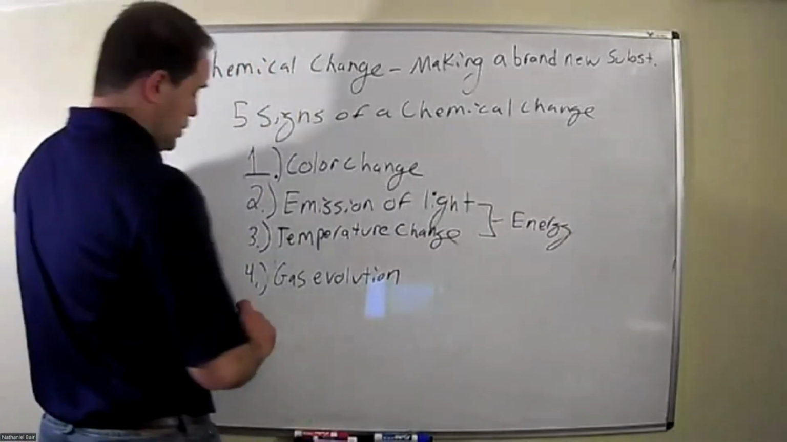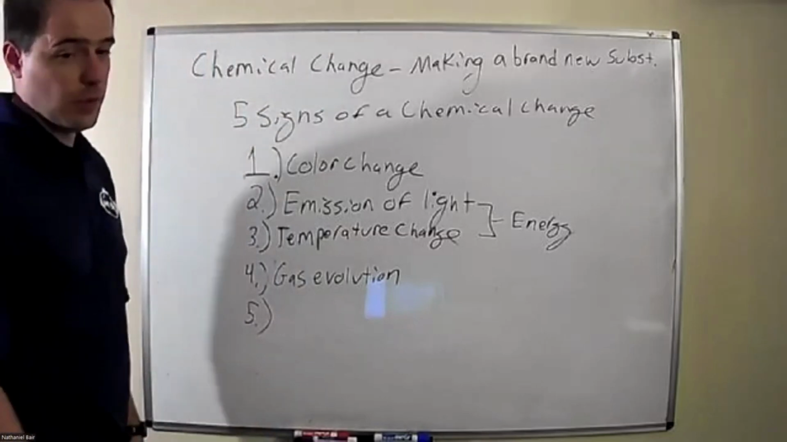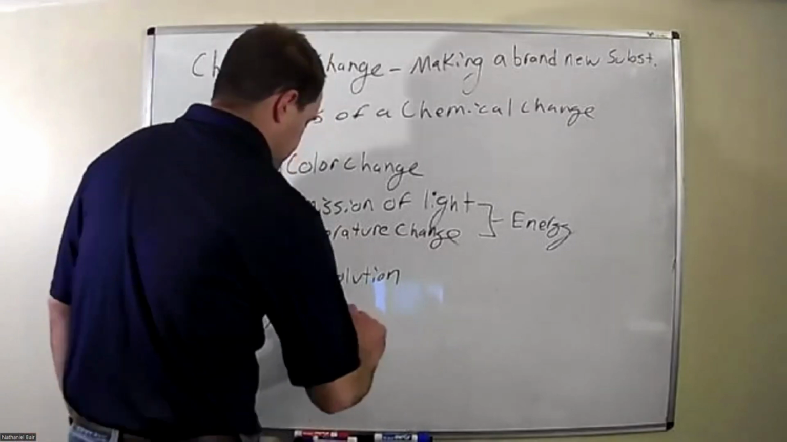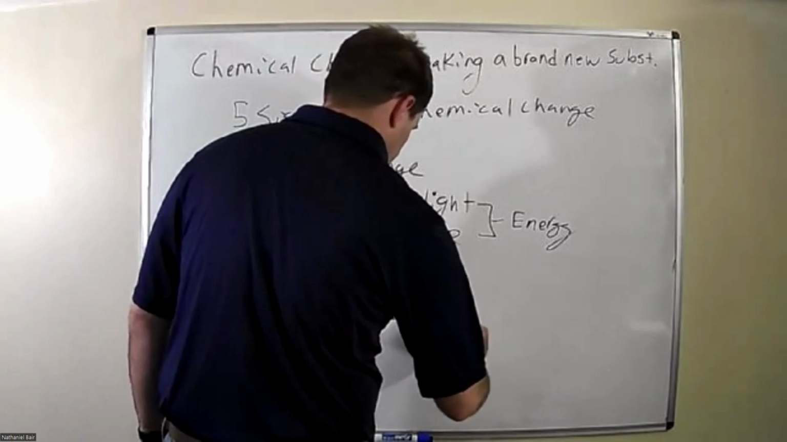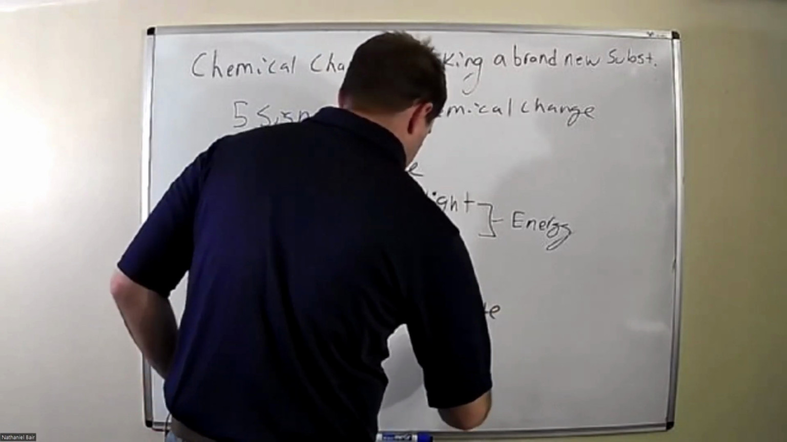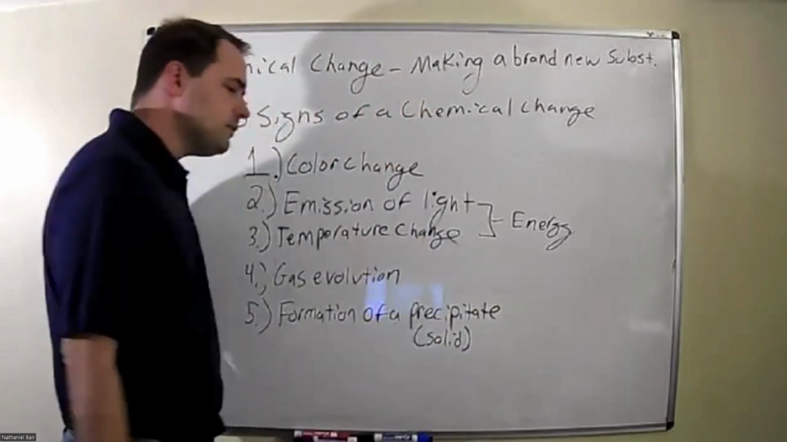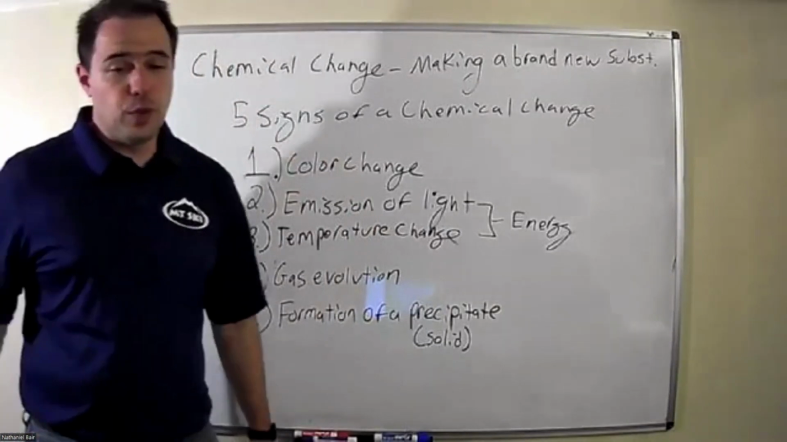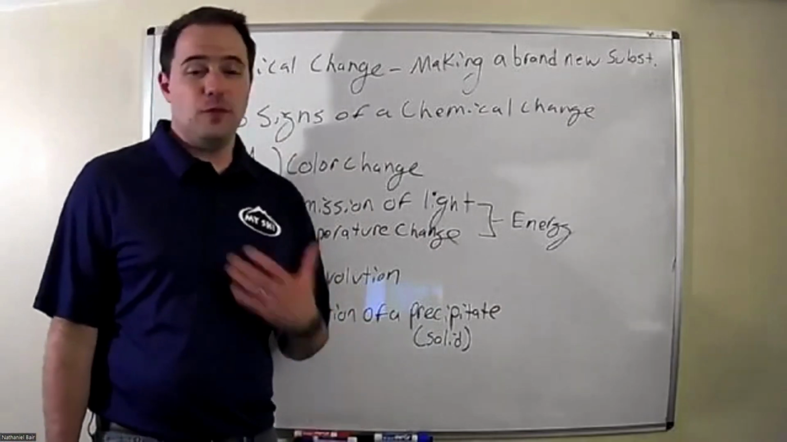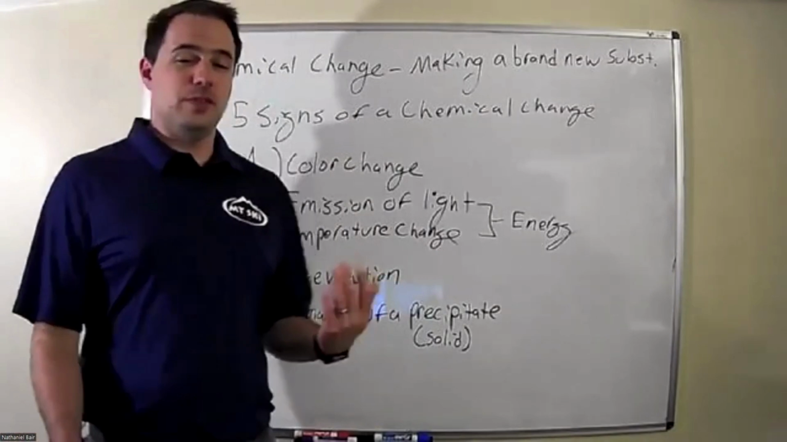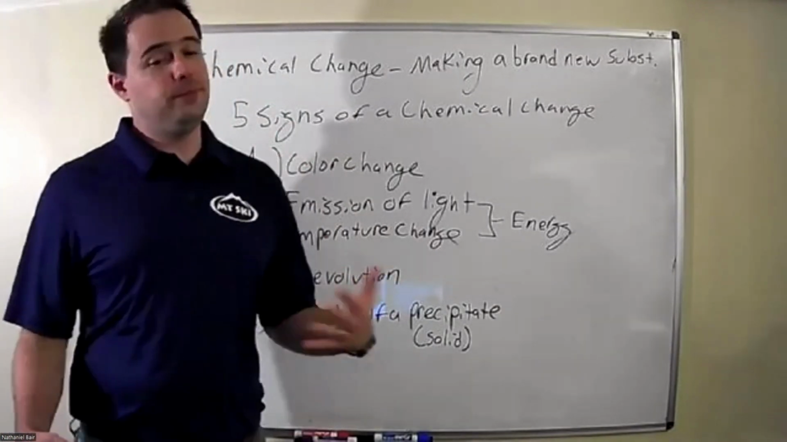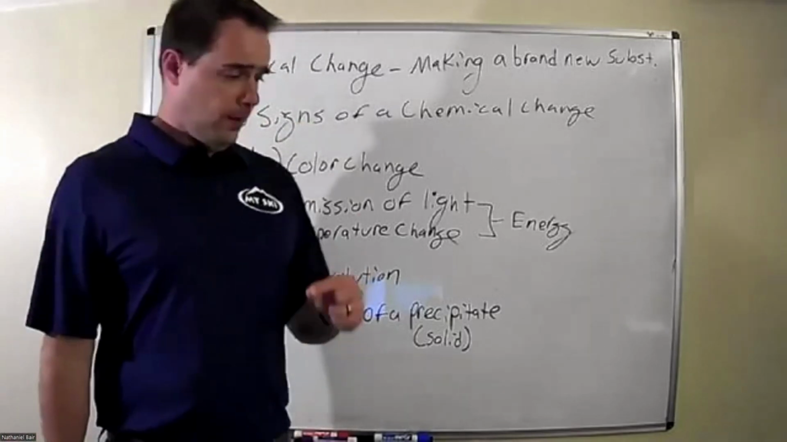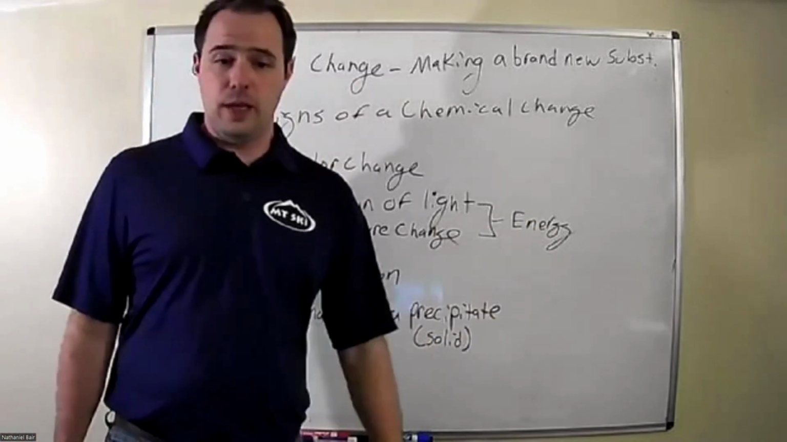This last one, you may have never heard this term before, but trust me, after this class, you're going to become ridiculously familiar with it. The last one is formation of a precipitate. Precipitate is a fancy word for a solid. If I mix two things together and a solid crashes out, that's a pretty darn good sign that you made something new. I didn't have this insoluble solid when I started, and now I've got an insoluble solid sinking to the bottom. These are your 5 signs of a chemical change. If at least one of these things happens, you probably made something new.